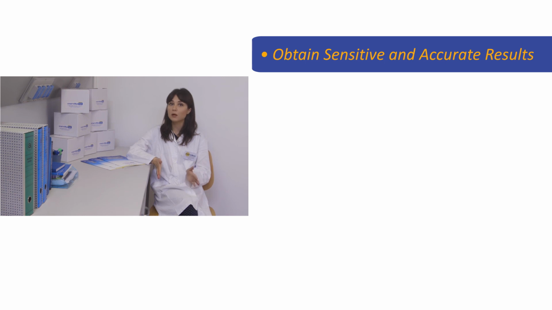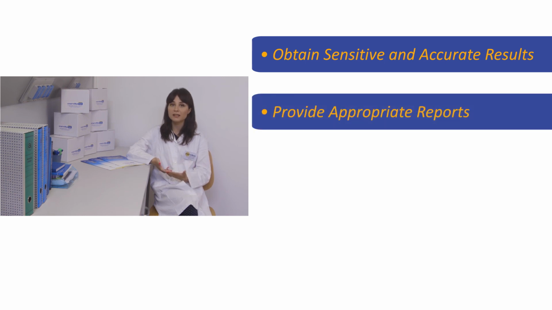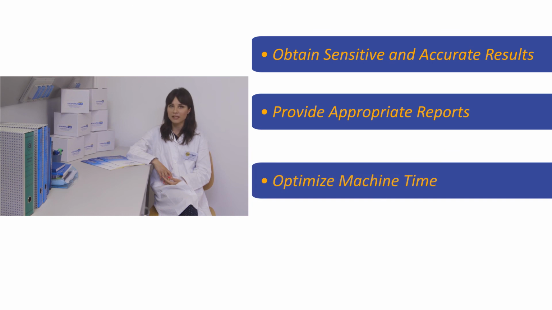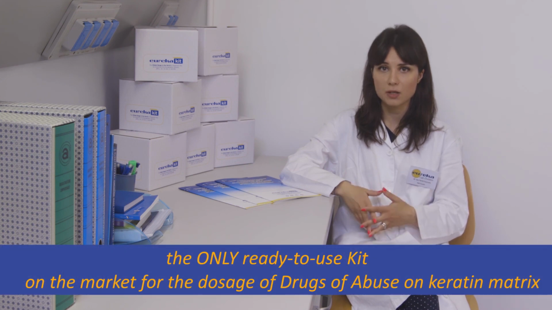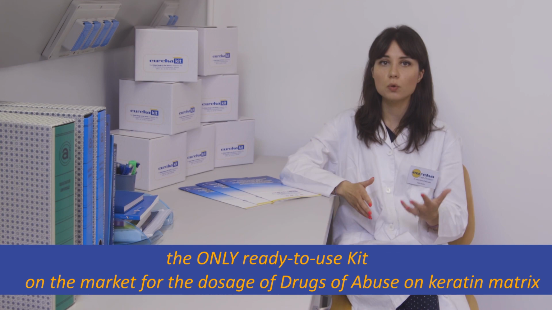Ultimately, the use of the Eureka Kit for the analysis of drugs of abuse in keratin matrix allows labs to obtain sensitive and accurate results, provide appropriate reports, optimize machine time, optimize work time. In the next few days, we will send you the method, where you can note all chromatograms matching each molecule's spectra as well as the parameters of the method. Currently, the Eureka Kit that I have presented is the only ready-to-use kit on the market for the dosage of drugs of abuse in keratin matrix.